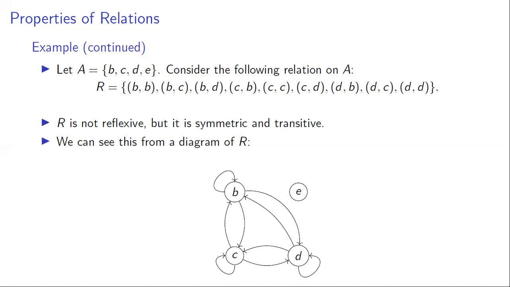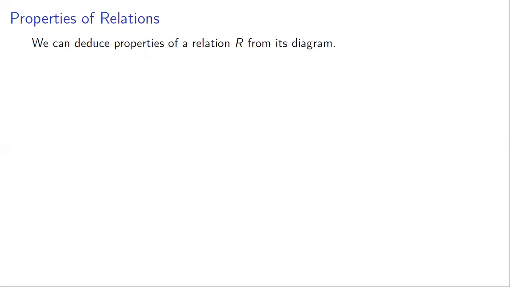Okay, let's give you the basic rules for this. We can deduce properties of a relation R from its diagram. If I give you a relation and you draw the diagram of the relation, assuming it's a small relation where you could draw the entire diagram, you can deduce certain properties of the relation from the diagram. In other words, you can tell from the diagram whether or not it is reflexive, whether or not it is symmetric, and whether or not it is transitive.